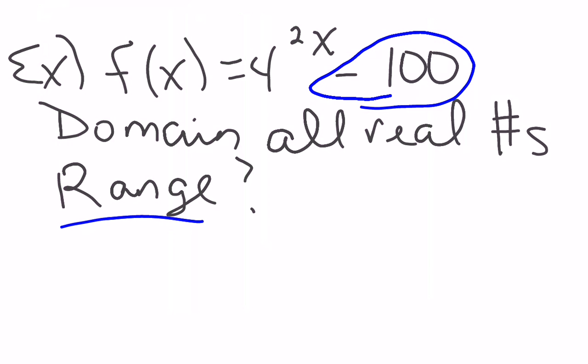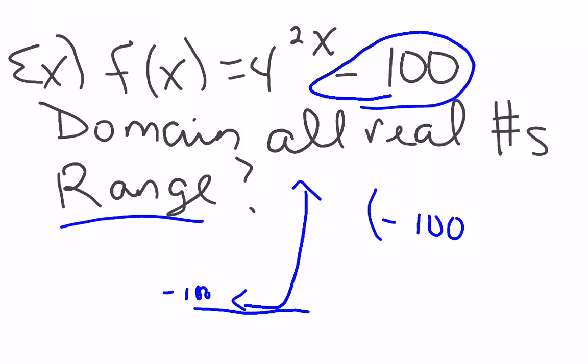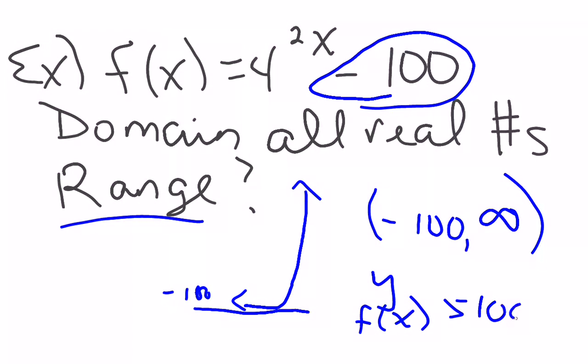So it will go as low as -100 and then up from there. With this being roughly -100 on our graph, our range means that that's the lowest it's going to go, -100, all the way up to infinity. So our range is going to be that y, or f of x, either way, f of x is going to be greater than -100. So there are several different ways to write the same answer.